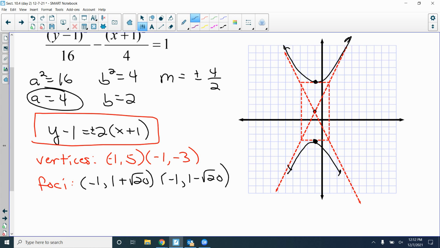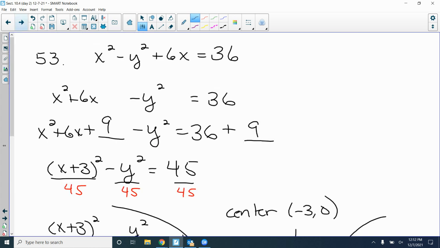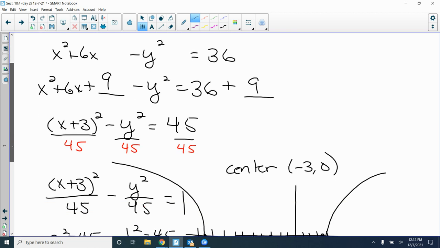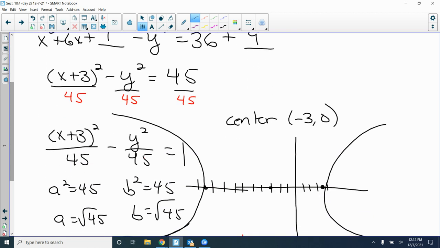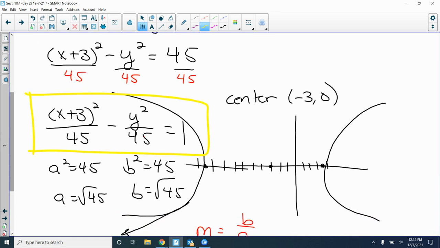All right, I didn't put anything up for 47. For 53, your final equation should be x plus 3 squared over 45 minus y squared over 45 equals 1. That's the first thing I'll be looking for. Center at negative 3, 0. Our a and b happen to be the same. That's fine. Radical 45, you can make it 3 radical 5 if you want.